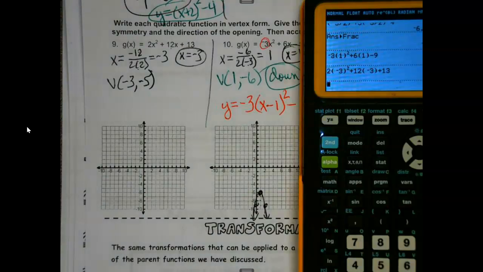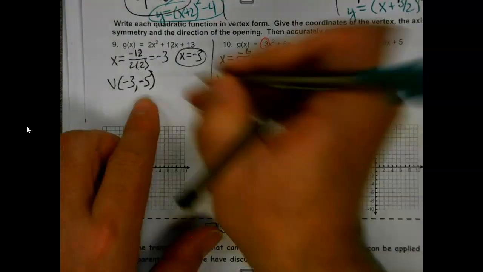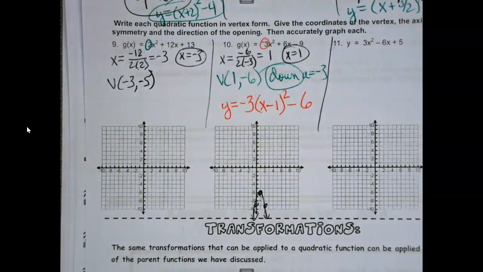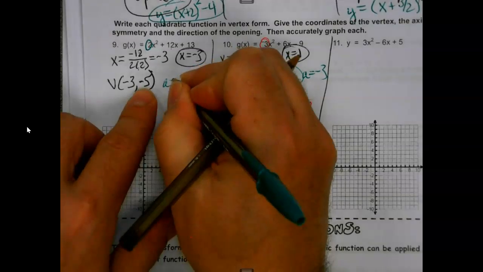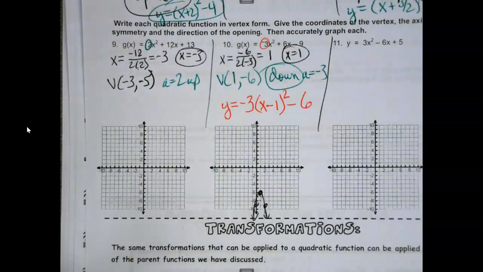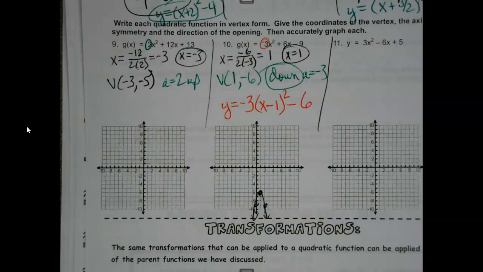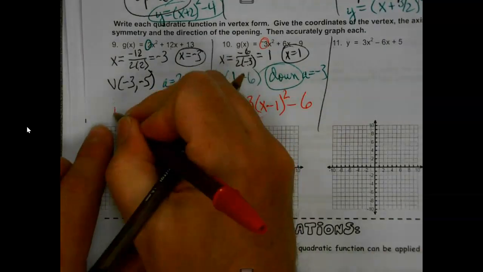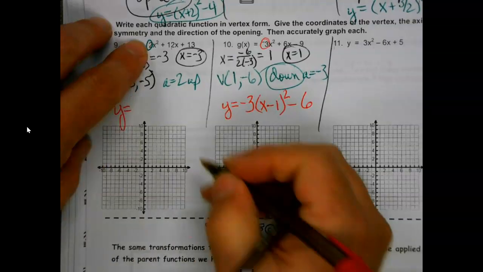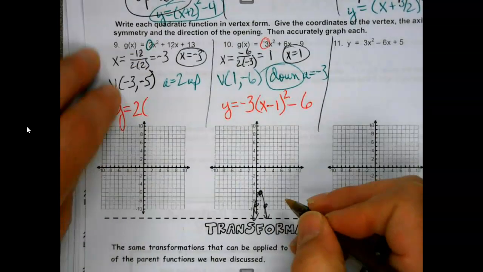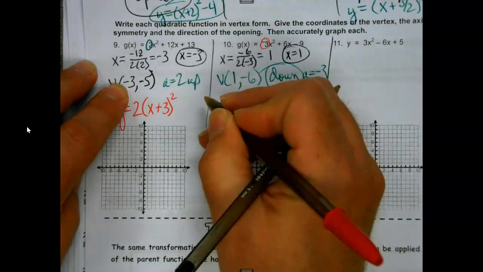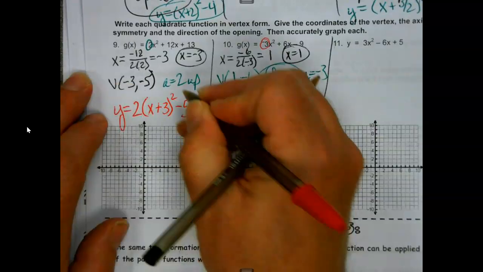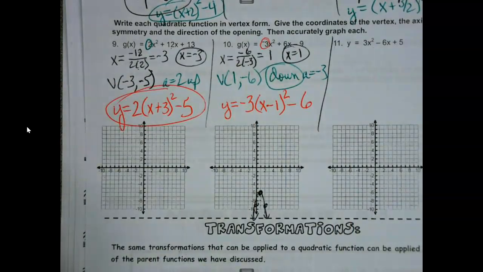So I've got my vertex. There's my a value. So my a value is positive. We're opening up. I can get all the answers from just a couple of things. y equals a(x opposite of h)squared plus k. There's my vertex form.